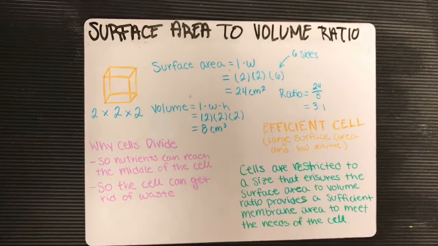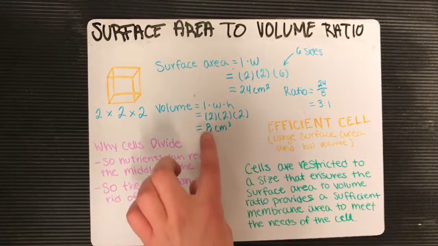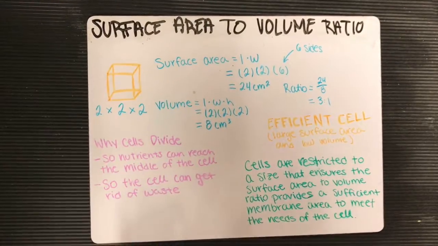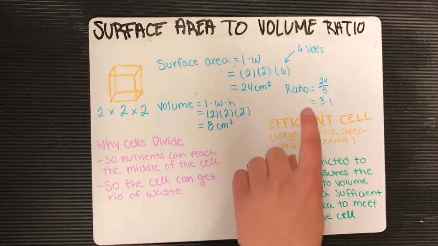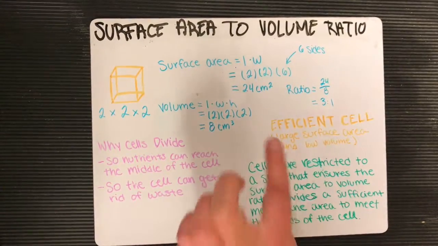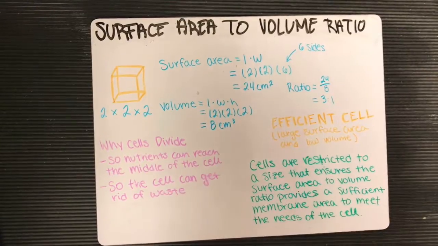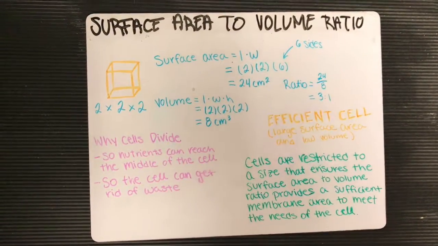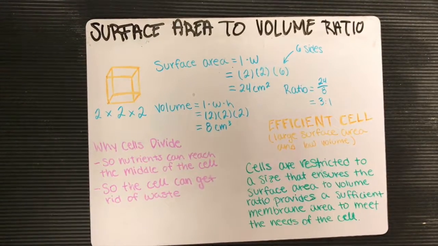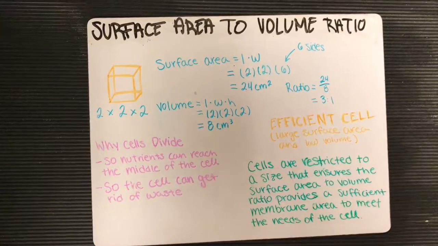To calculate the volume, you multiply length times width times height. So here you would multiply 2 times 2 times 2, which equals 8 centimeters cubed. To calculate the ratio, you divide the surface area by the volume. So here you would divide 24 by 8, which gives you an answer of 3 to 1. Cells divide so nutrients can reach the middle of the cell, and so the cell can get rid of waste. This cell is considered an efficient cell because there's a large surface area and a low volume.